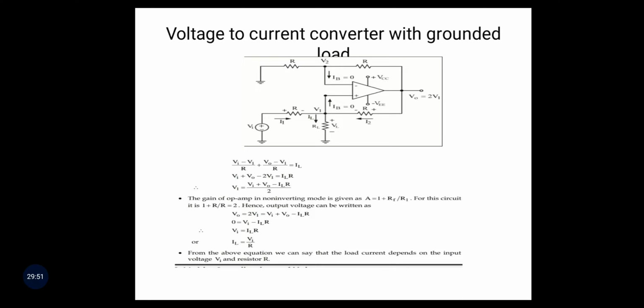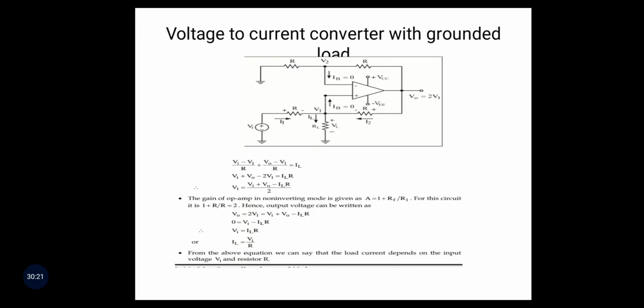Here V0 cancels, then 0 equals Vi minus IL R. So Vi equals IL into R, and IL equals Vi by R.